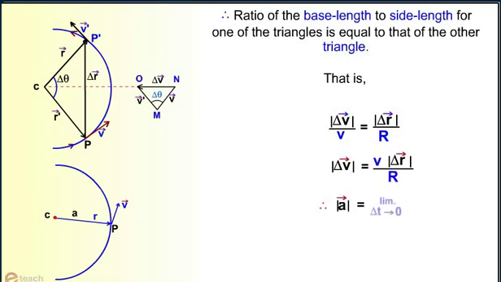Substituting the value of modulus of delta v in the equation, modulus of a equals the limit as delta t tends to 0 of modulus of delta v divided by delta t, we get modulus of a equals v by r times the limit as delta t tends to 0 of modulus of delta r divided by delta t.